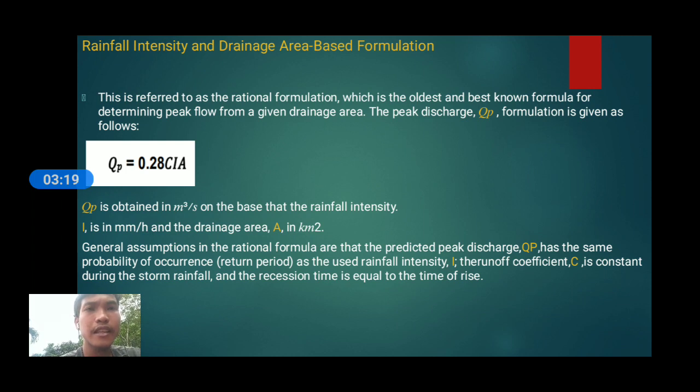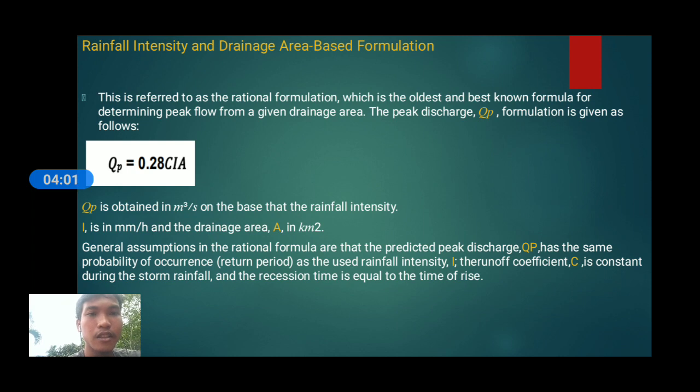Then rainfall intensity and drainage area based formulation. This is referred to as the rational formulation, which is the oldest and best known formula for determining peak flow from a given drainage area. The peak discharge QP formulation is given as follows: QP equals 0.28 CIA, where QP is obtained in cubic meters per second, I is the rainfall intensity in millimeters per hour, and the drainage area A is in square kilometers.